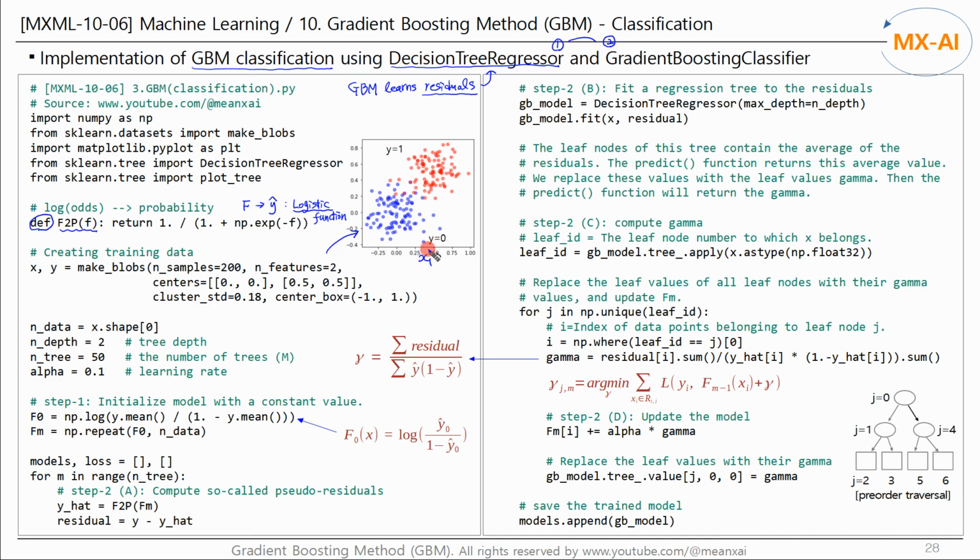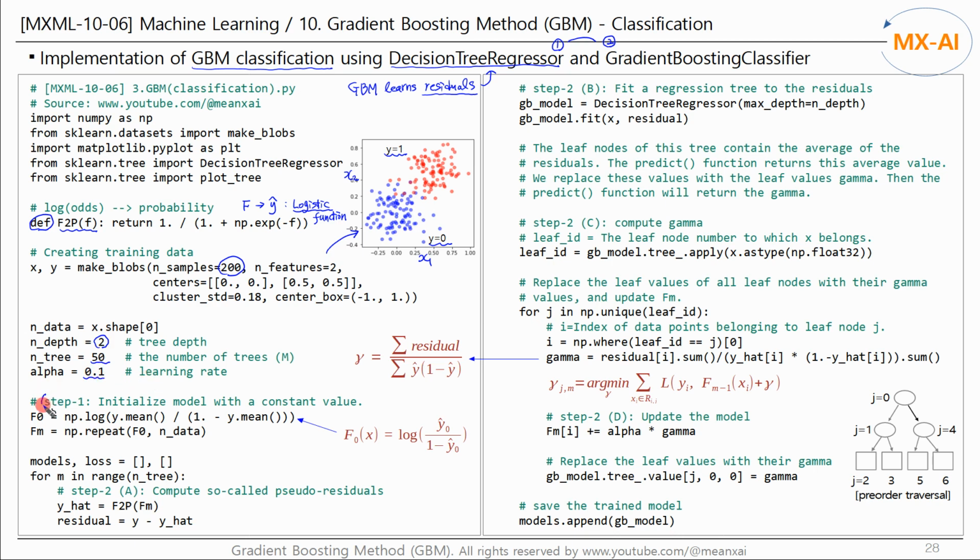There are two features X, and the target class Y, 0 and 1, for binary classification. We generated 200 pieces of this data. The depth of the tree is set to 2, and the number of trees is set to 50. And the learning rate is set to 0.1.